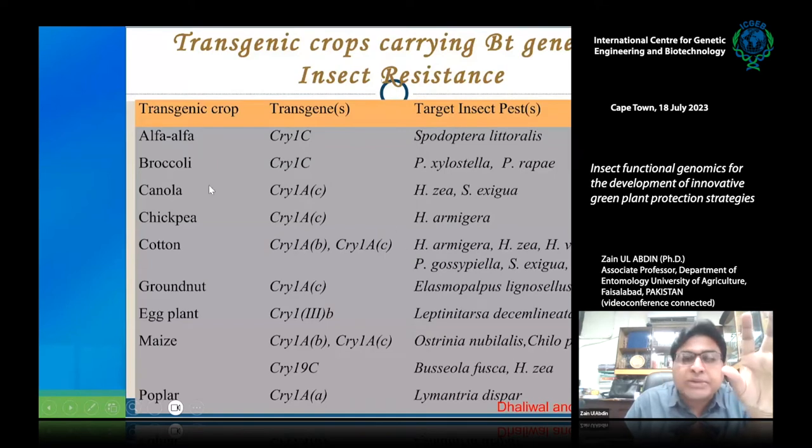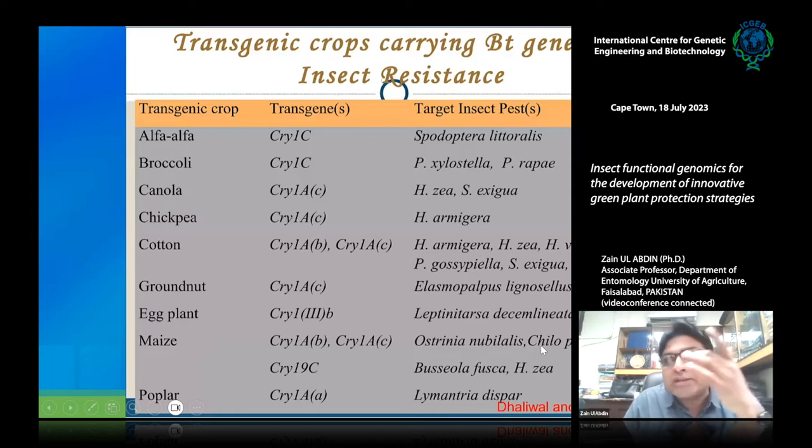But unfortunately, honestly I'm telling, the cotton crop in Pakistan is totally a failure due to the attack of Pectinophora gossypiella. That pink bollworm, which is called Pectinophora gossypiella, has developed resistance against these genes. Currently, we have only single gene varieties in the country, but now the scientists are working. They have developed double gene and triple gene cotton varieties, but still Pectinophora gossypiella has resistance against these toxic genes.